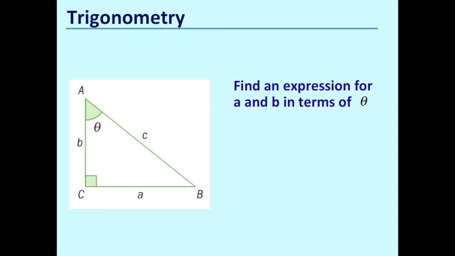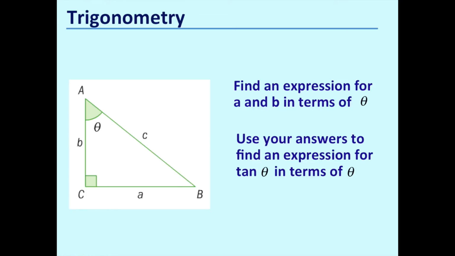So first of all, we've got a right angled triangle here. You can see that we've got an angle theta with three sides A, B, C, and three angles A, B, and C. First of all, I would like you to find an expression for A and B in terms of theta, and then try and use your answers to find an expression for tan theta in terms of theta.